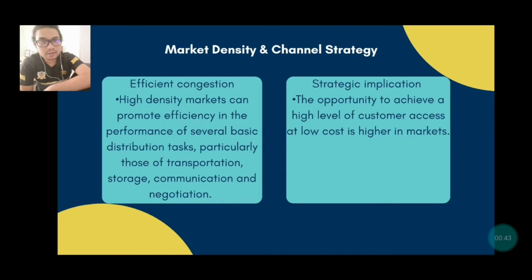And then the efficient congregation is the relationship between the market density and also the channel structure. And for the strategy implication, it means the opportunity to achieve a high level of customer access at lower cost is higher in the market.